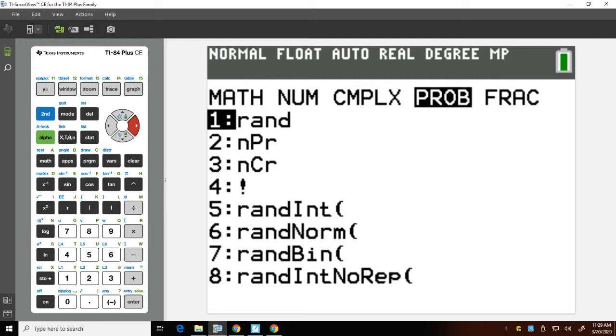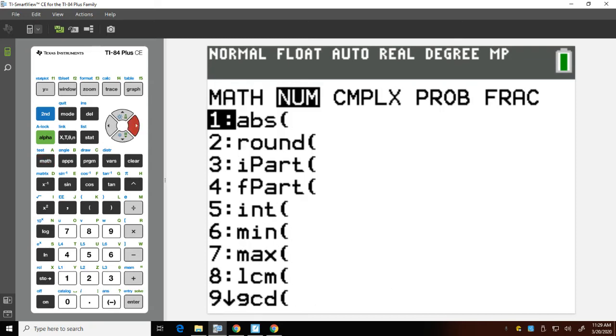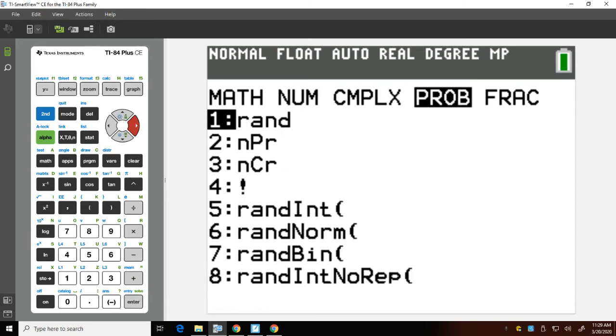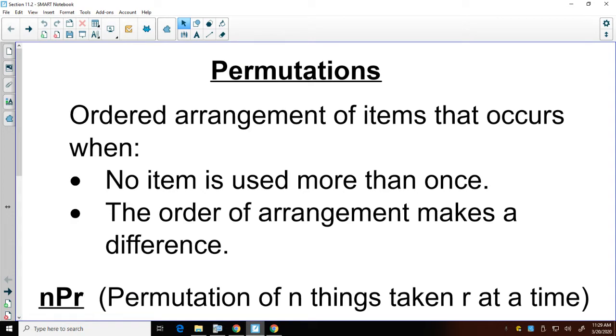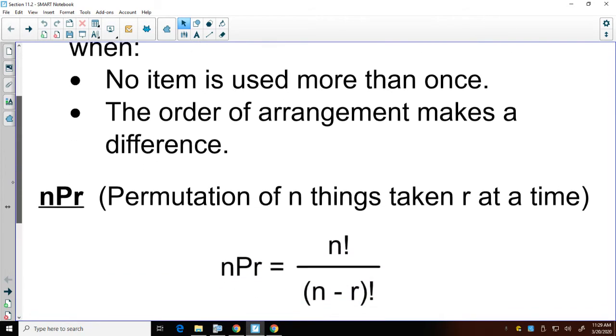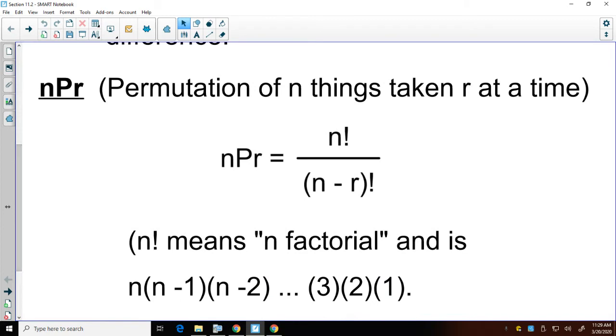And then here in a second, you're going to see the formula, which will let you use this little exclamation point, which is what we call a factorial. So 2 and 4 are things that we're going to use. Again, that was under math. Scroll all the way over to prob. We're going to use nPr, which is number 2, and you might even use the factorial, which is number 4. nPr stands for permutations of n things taken r at a time. So the n represents the total. The r represents what we are choosing.